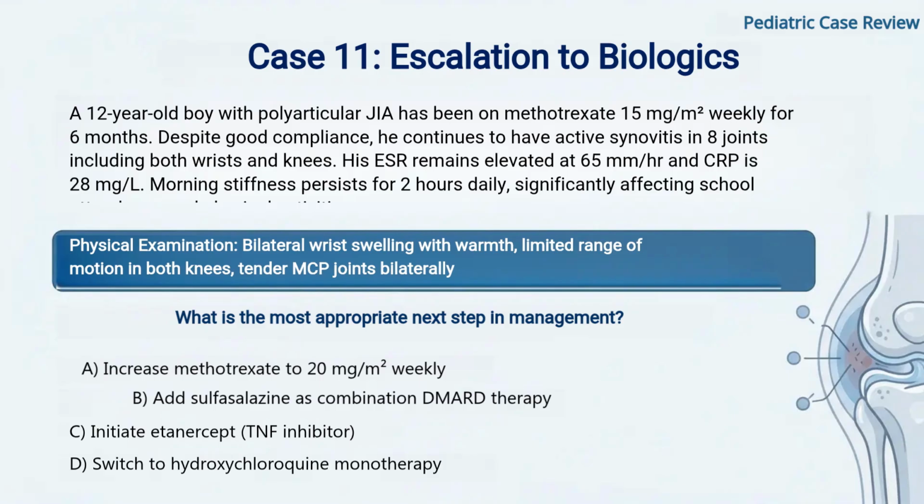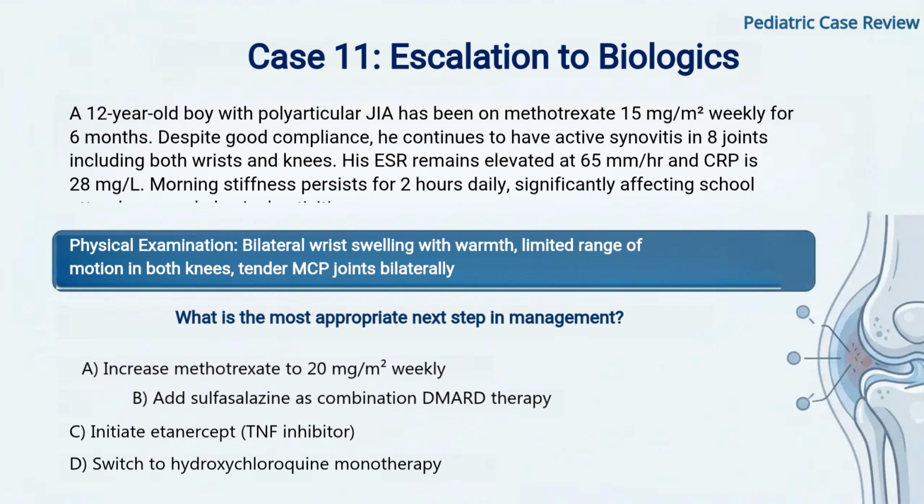Case 11. A 12-year-old boy with polyarticular juvenile idiopathic arthritis has been on methotrexate 15 milligrams per meter squared weekly for 6 months. Despite good compliance, he continues to have active synovitis in 8 joints including both wrists and knees. His erythrocyte sedimentation rate remains elevated at 65 millimeters per hour and C-reactive protein is 28 milligrams per liter. Morning stiffness persists for 2 hours daily, significantly affecting school attendance and physical activities.